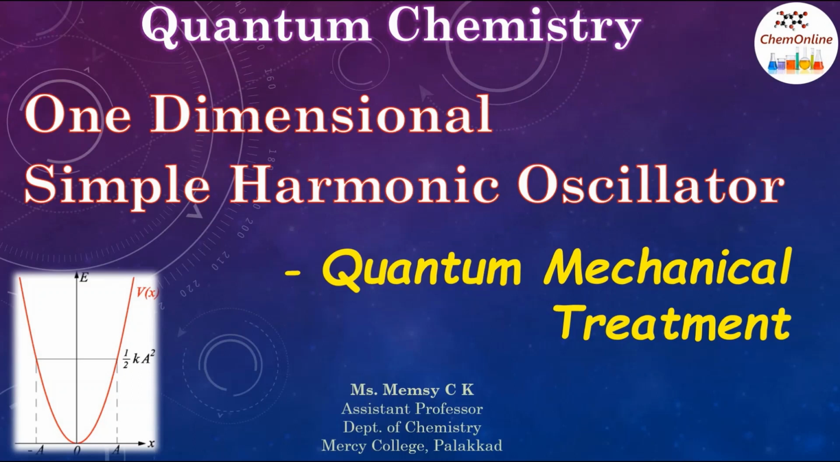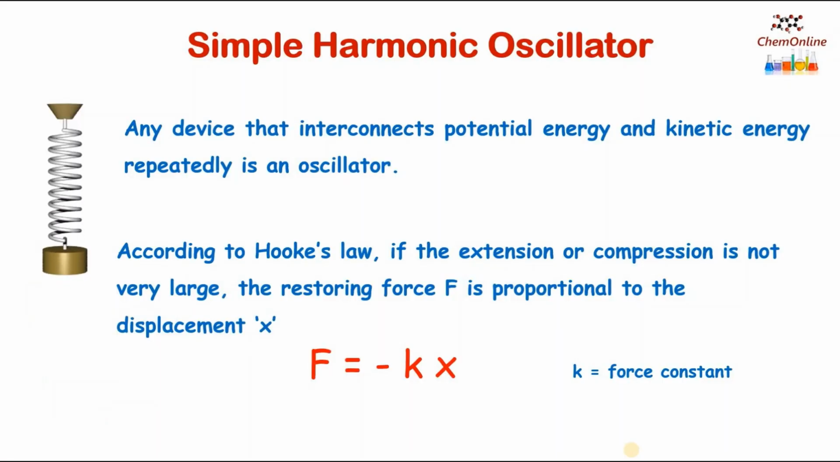Dear students, in this video, we will see how to solve the Schrodinger wave equation for a one-dimensional simple harmonic oscillator and find the eigenfunctions and eigenvalues. Any device that repeatedly interconverts potential energy and kinetic energy is an oscillator. Some examples include a simple pendulum, a mass on a spring, and also vibrating molecules.